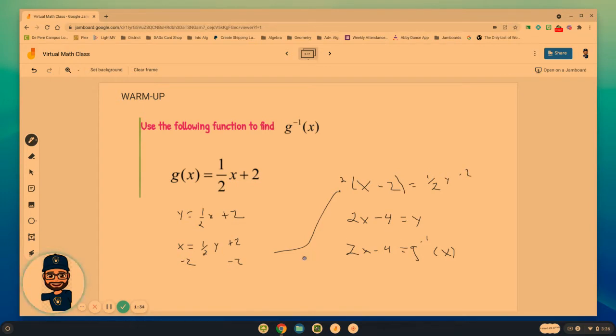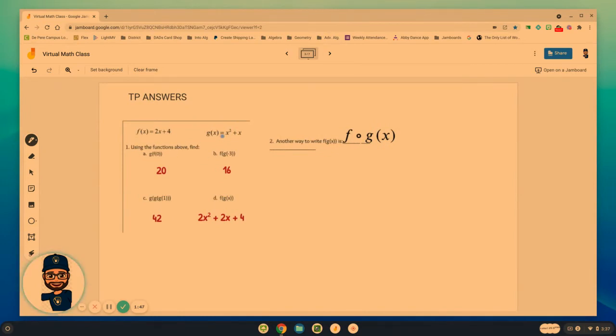Now that's that second skill, converting the equations into the inverse. We also learned how to take graphs or ordered pairs and find their inverse. And today we jump into this third skill. I'll get to that in a moment. Here are the target practice answers from yesterday. I just wanted to make sure that I shared them with you so that you had a little bit of feedback. Another way to write f of g of x is this way, f o g of x, and then those were the answers.